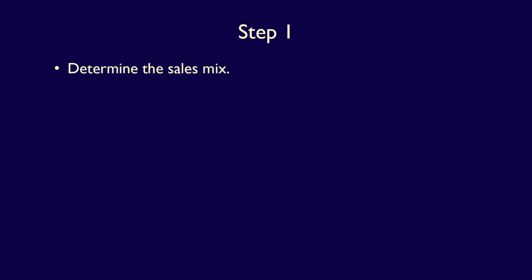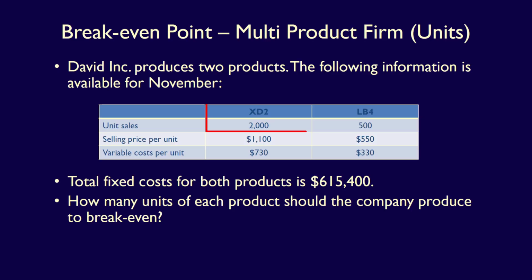Step 1 is to determine the sales mix, a measure of the number of units sold for each product. In our example, David Inc. sells 2,000 units of XD2 and 500 units of LB4. The sales mix is therefore 2,000 to 500. However, the sales mix must be reduced to the smallest possible whole number.